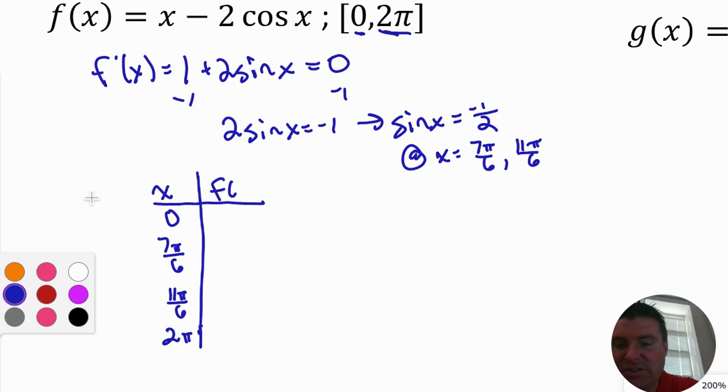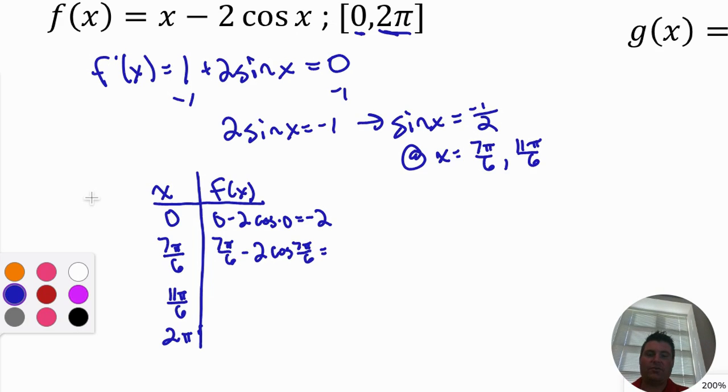I'm going to plug these back into the original function. When I plug in 0, I get 0 minus 2 cosine of 0. Cosine of 0 is 1, so I end up with a value of negative 2. When I plug in 7 pi over 6, I get 7 pi over 6 minus 2 cosine of 7 pi over 6. For cosine, in the pi over 6 family, that's a positive root 3 over 2, so after a little simplifying it turns into a plus root 3.